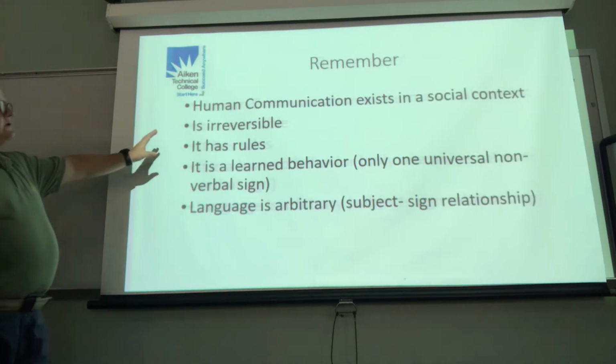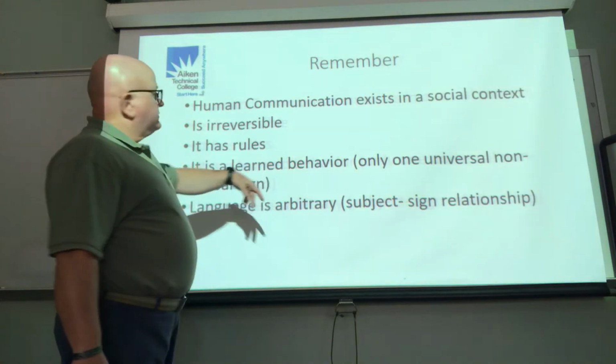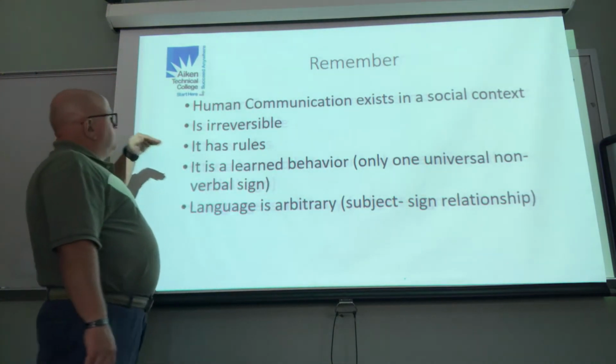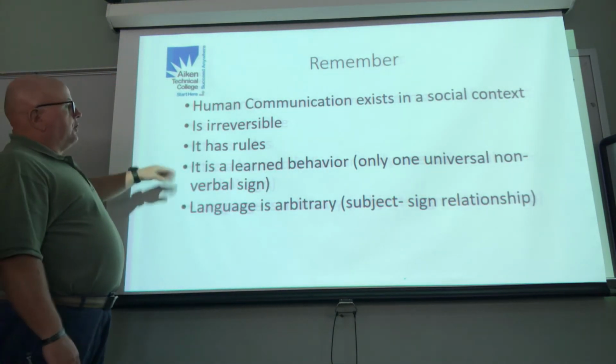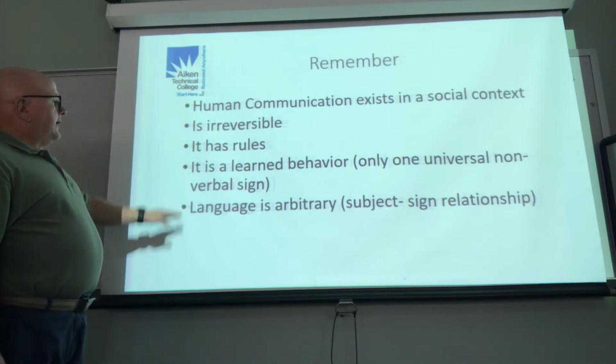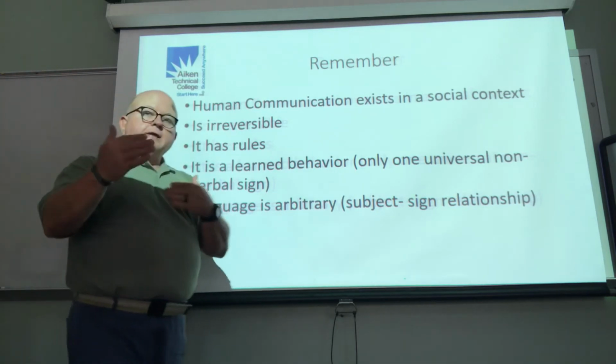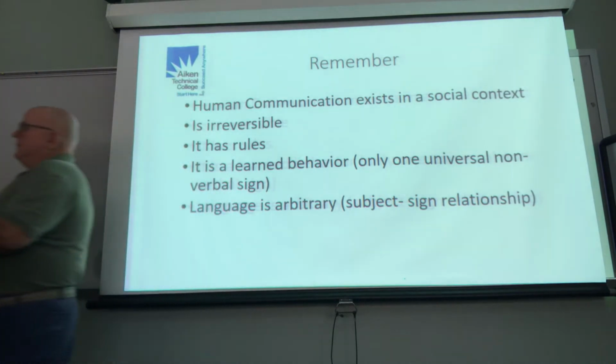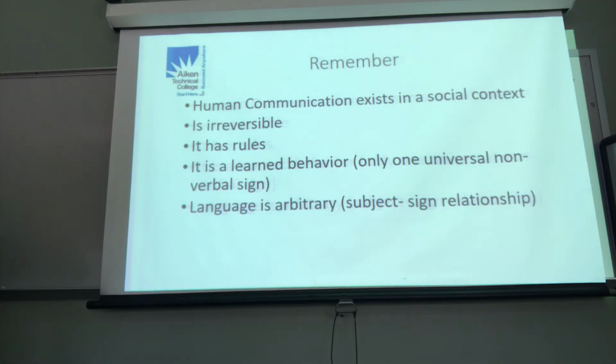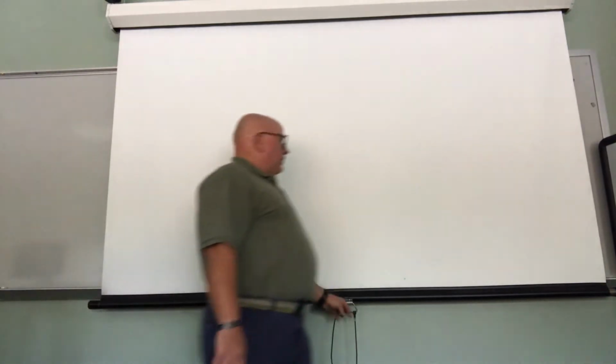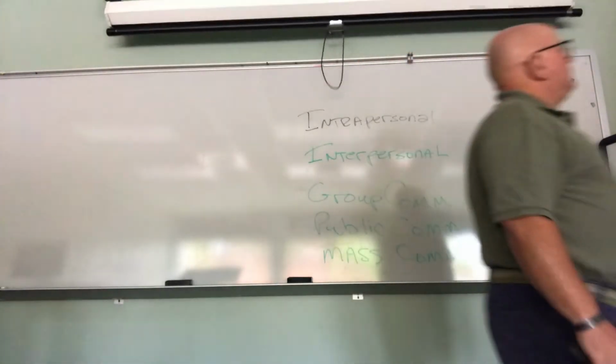Remember, human communication, all of these models do show a few things. Communication is irreversible. It has rules. It's a learned behavior. Okay? And language is arbitrary. Remember that encoding and decoding. Human communication exists in a social context. It's irreversible. It has rules. It is a learned behavior, and language is arbitrary in that encoding and decoding. Okay. Let's go back to the whiteboard and turn some lights back on.